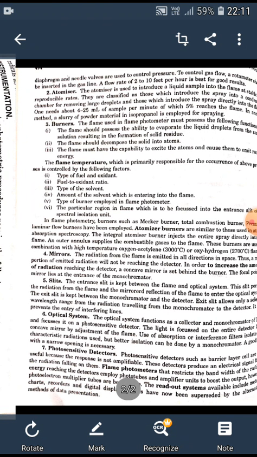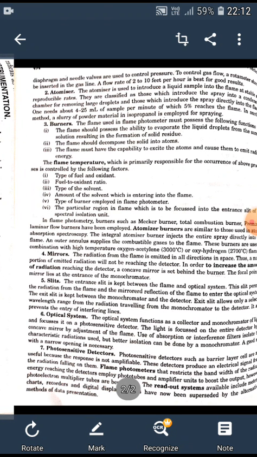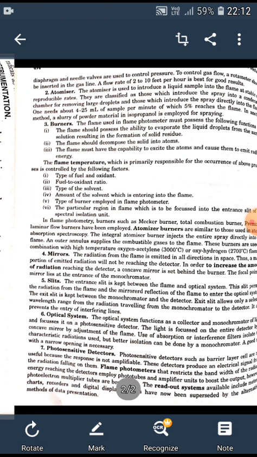Flame temperature is primarily responsible for the occurrence of all these above processes, and this flame temperature is controlled by the type of fuel and oxidant, fuel to oxidant ratio, type of the solvent used, amount of the solvent which enters the flame, type of the burner employed in flame photometer, and the particular region in flame which is to be focused into the entrance slit of the spectral isolation units.